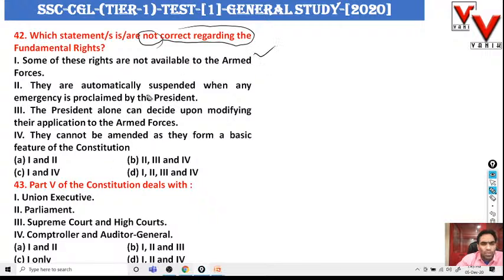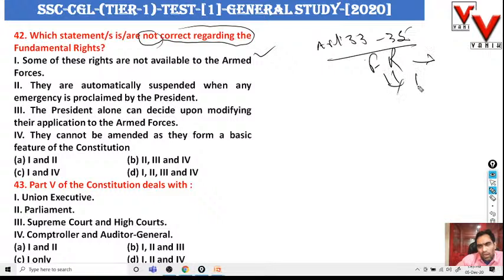So this is not going to be in the answer, because Articles 33 to 35 deal with the fundamental rights of the armed forces. Article 33 says that Parliament may decide that some of the fundamental rights may not be available to the armed forces. So this is the right statement.